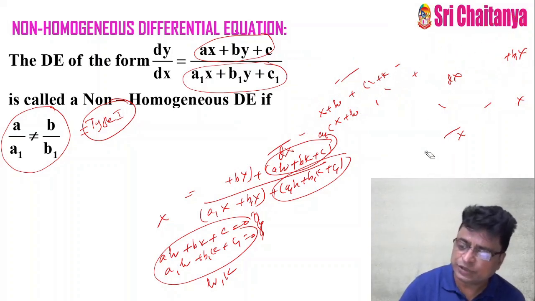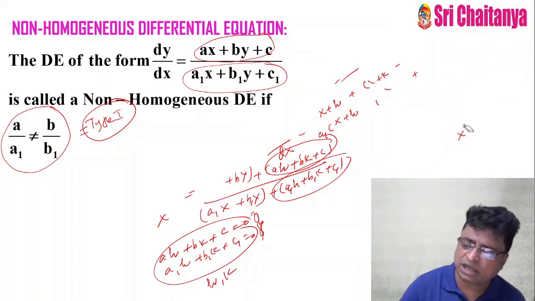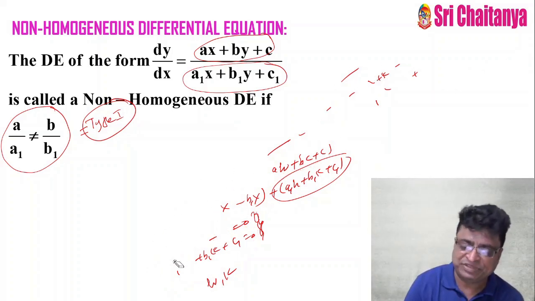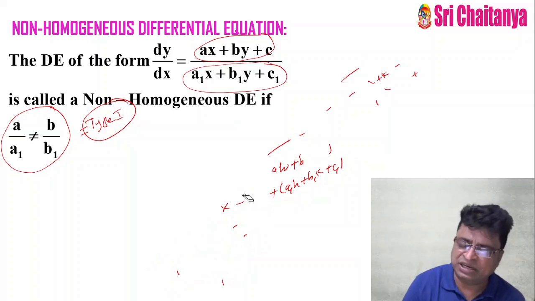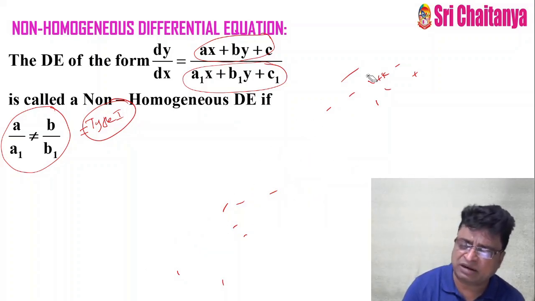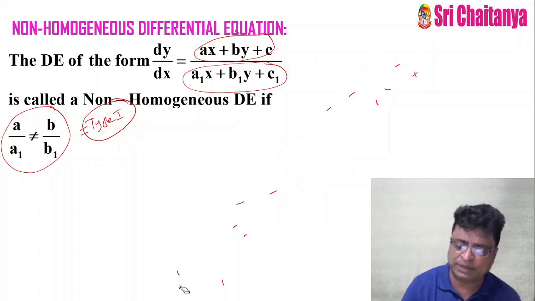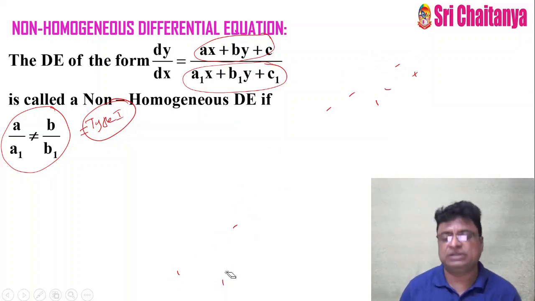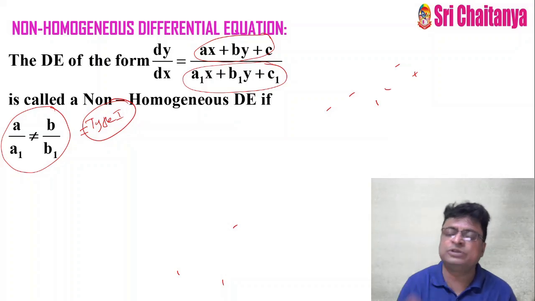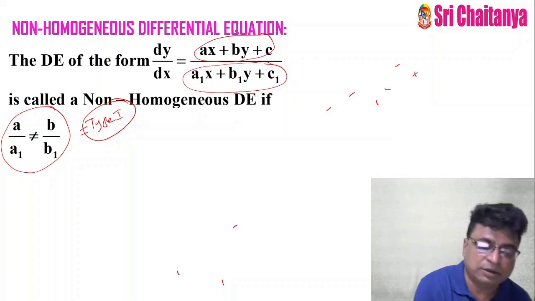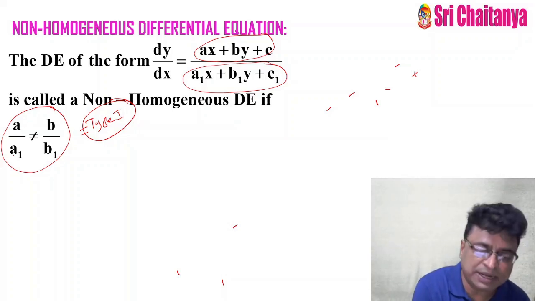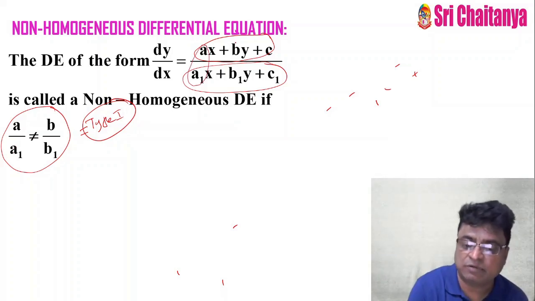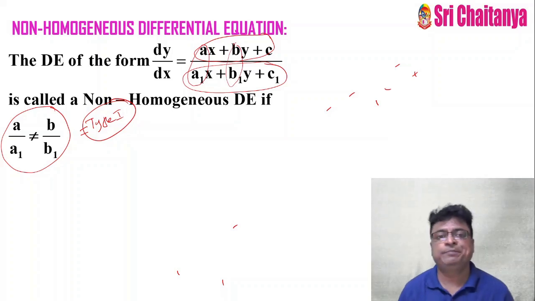Okay. So this, when compared with all other methods, is a relatively lengthy process. That's why maybe in competitive examinations, so far they are not asking questions based on this one. But anyhow, this is very, very important for board examinations. But this is what? Non-homogeneous differential equations of type 1. When can we say it is type 1? A by A1, that means the ratio of the coefficients of x is not equal to the ratio of the coefficients of y.